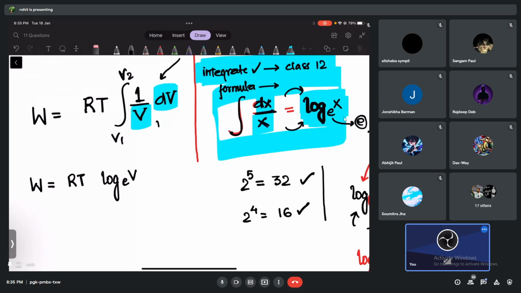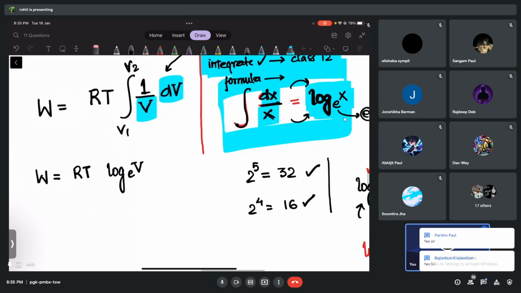Can you understand, guys, from this step to this step? Is it okay? Can I say it's okay? Just check. Waiting for some response. Then I think I can proceed peacefully. Okay, Parthif is saying yes. Okay, then we'll proceed.